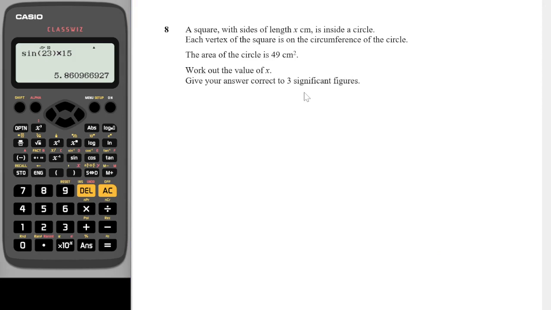Okay, question 8. A square with sides of length x centimeters is inside a circle. Each vertex of the square is on the circumference of the circle. The area of the circle is 49 centimeters squared. Work out the value of x. Give your answer correct to 3 significant figures. Okay, so let me draw that better. Okay, so that's very rough. Well, that's a diagram of what we've got.